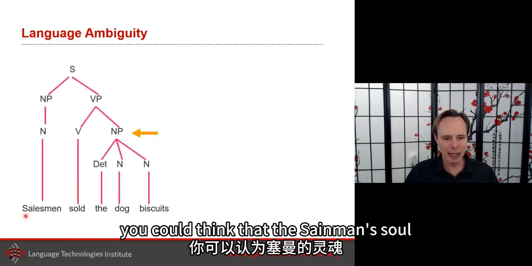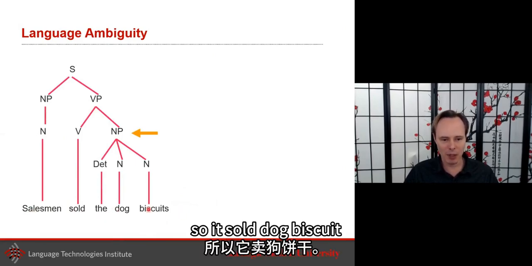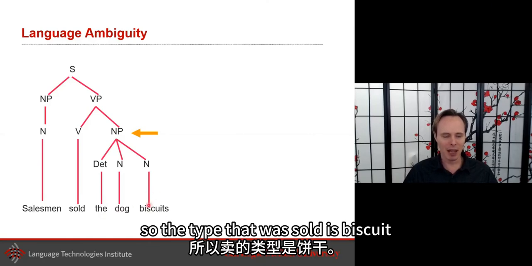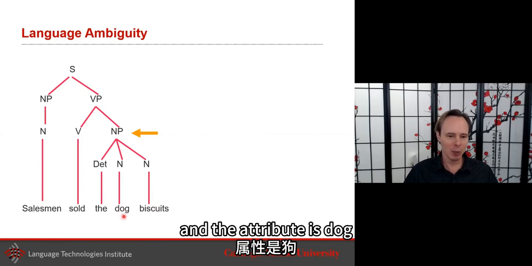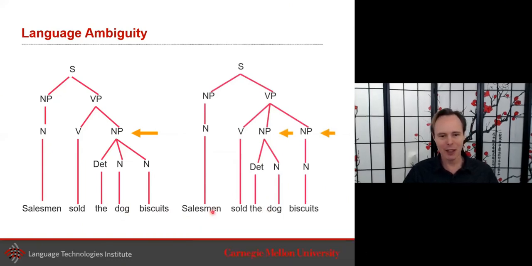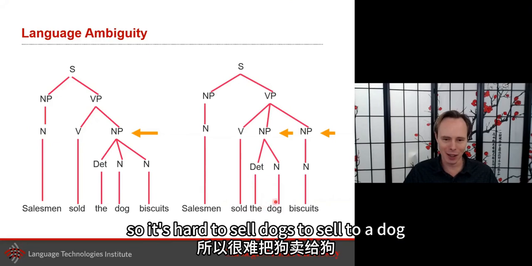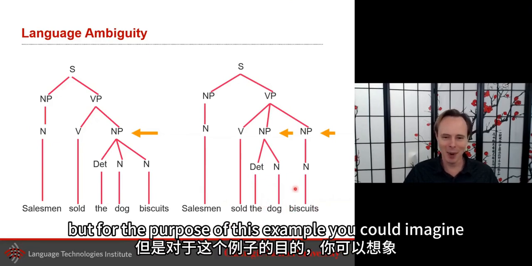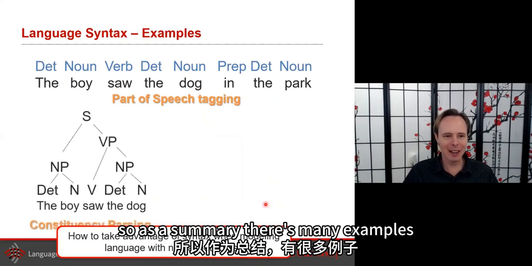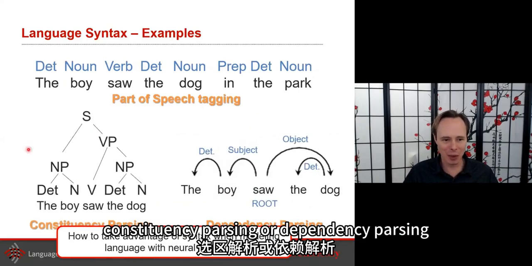You could think that the salesman sold the dog biscuits, so it sold dog biscuits. The type that was sold is biscuit, and the attribute is dog. Or, which is only a bit unusual, the salesman sold the dog biscuits. It's hard to sell to a dog, but for the purpose of this example, you could imagine it. So as a summary, there are many examples for part-of-speech tagging, constituency parsing or dependency parsing.